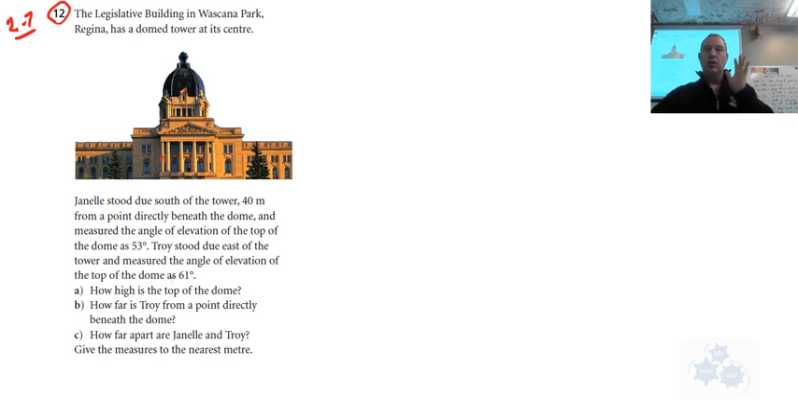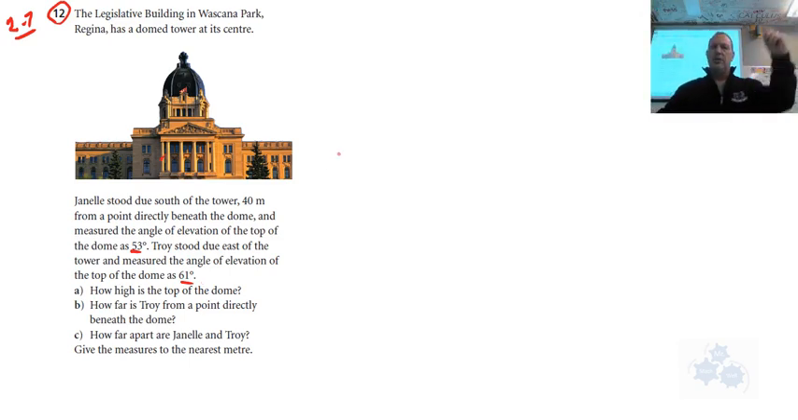be 61. So we've got two different people looking at the top of the dome of the legislative building, and they are different distances from it. How do I know that? Because the angles of elevation are different. Remember the tree example? The person stood halfway between two trees, and you had to look up higher for one and lower for the other, so the one you had to look higher up to was taller, right?